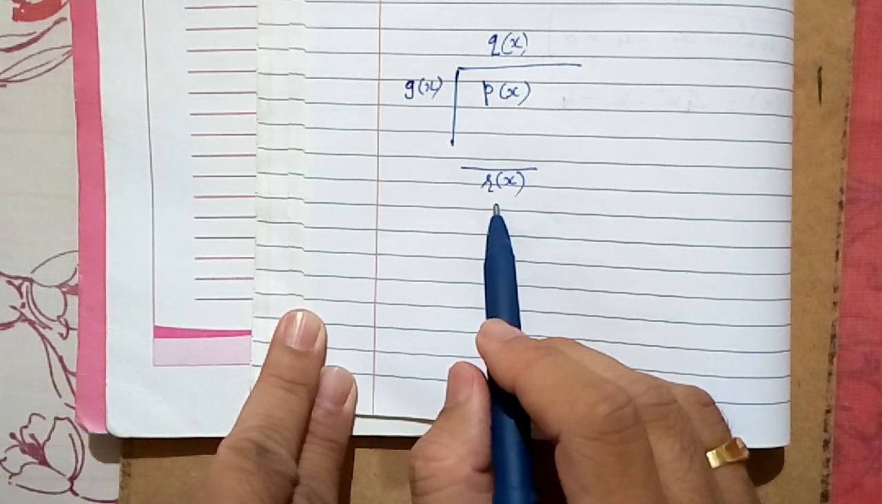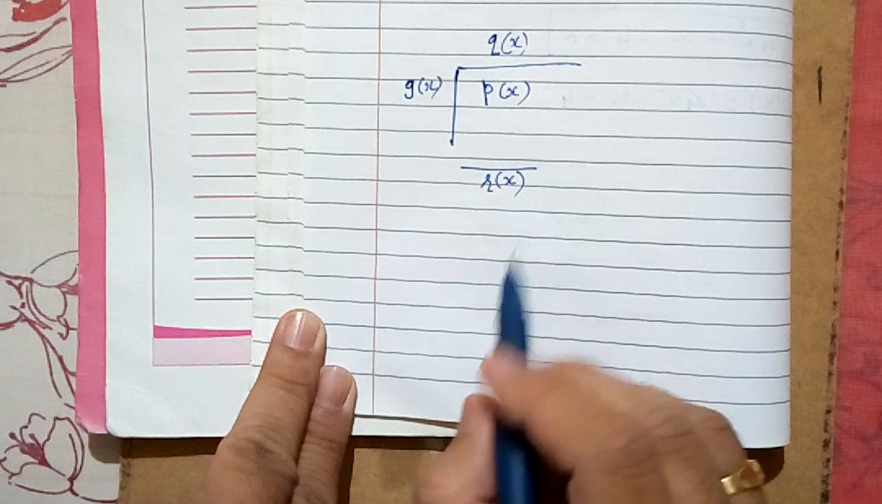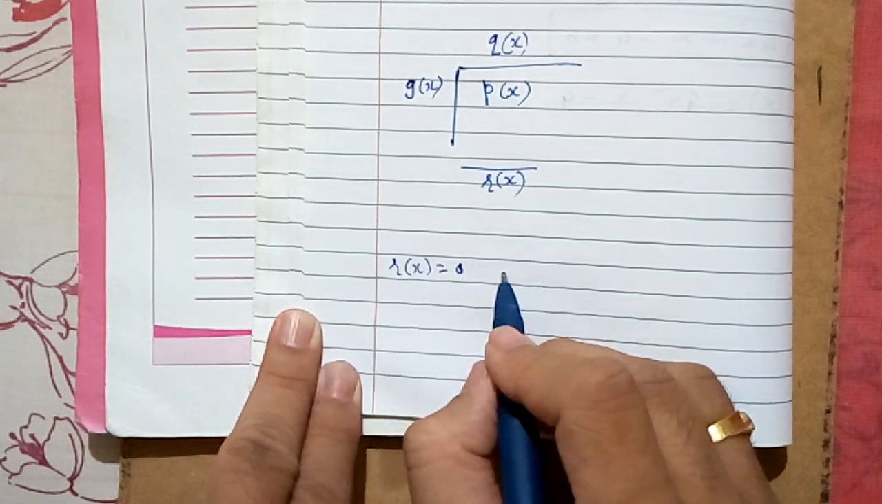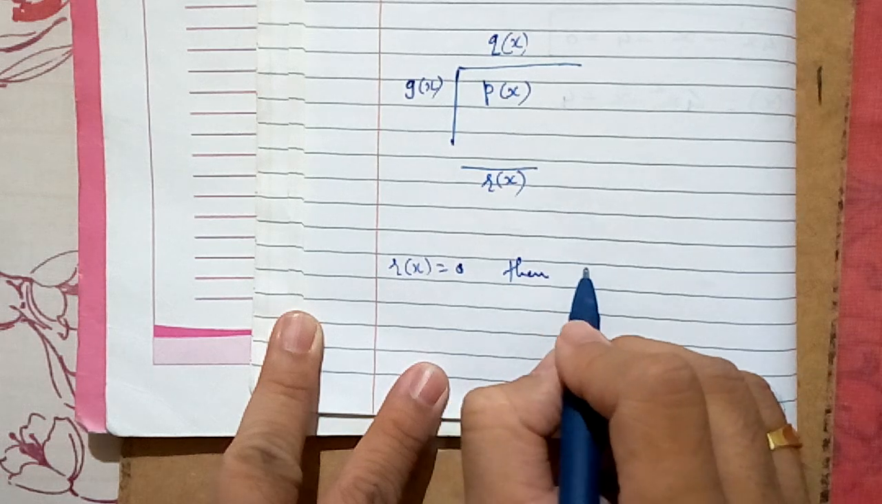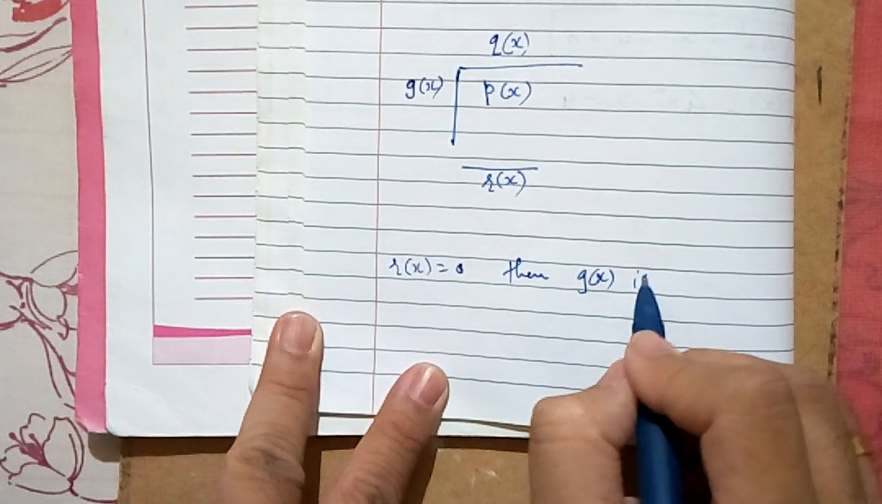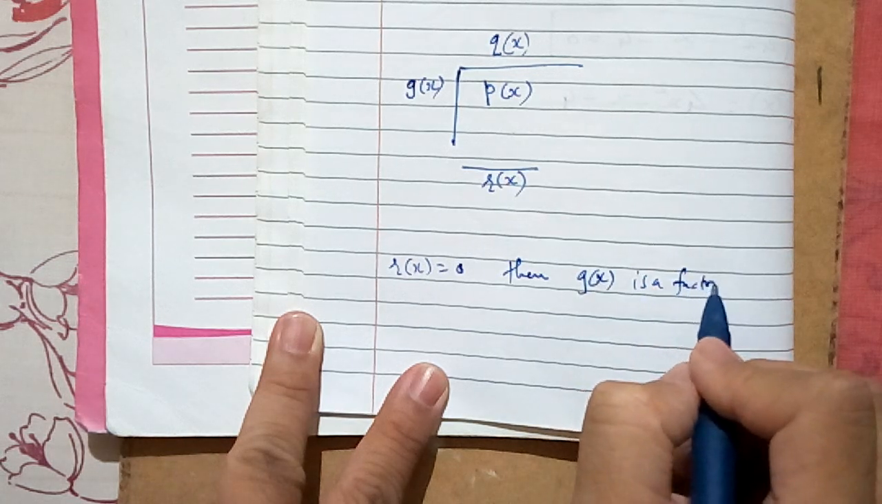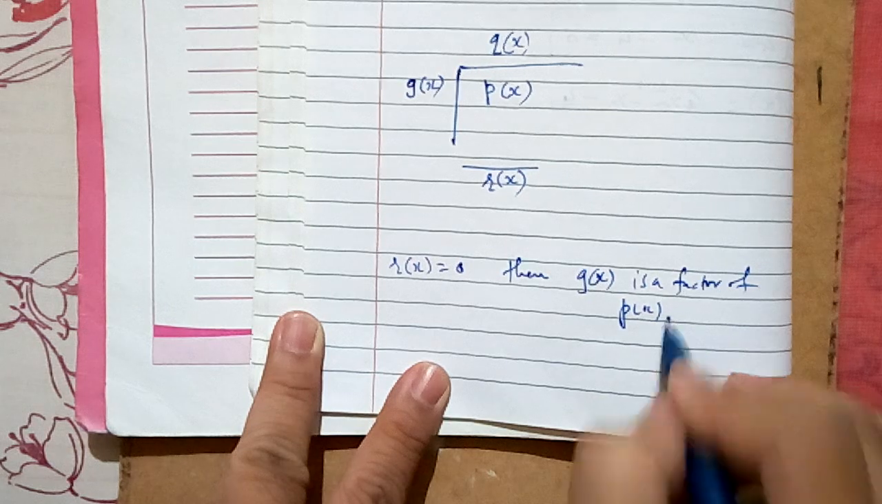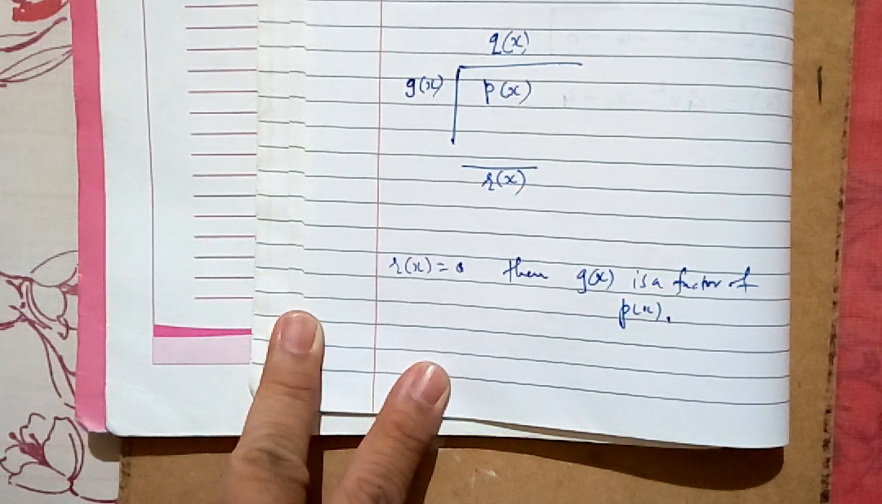Remainder may be 0, and important note, when r of x, the remainder, is 0, then the divisor, here it is g of x, is a factor of p of x, the polynomial. That was an important note.